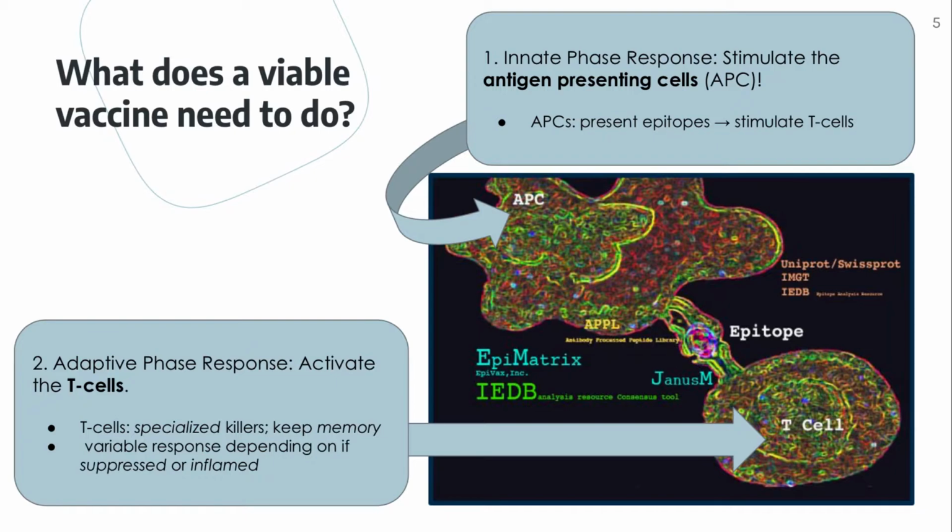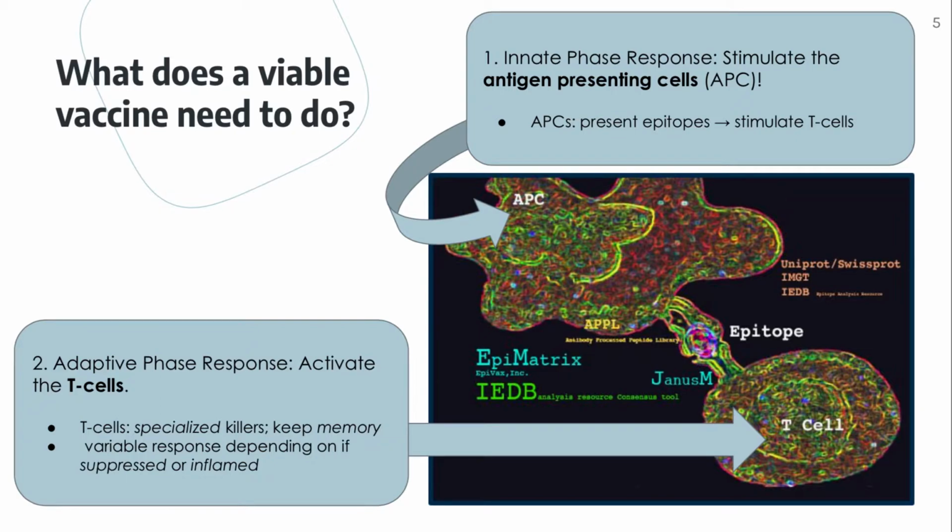These cells take an epitope, a piece of foreign molecule, and present it to more specialized T cells. If the T cells aren't stimulated by APCs, the rest of the immune response does not occur. The stimulation of T cells initiates the adaptive phase response. The T cells are specialized killers, and they later keep memory of the foreign body.